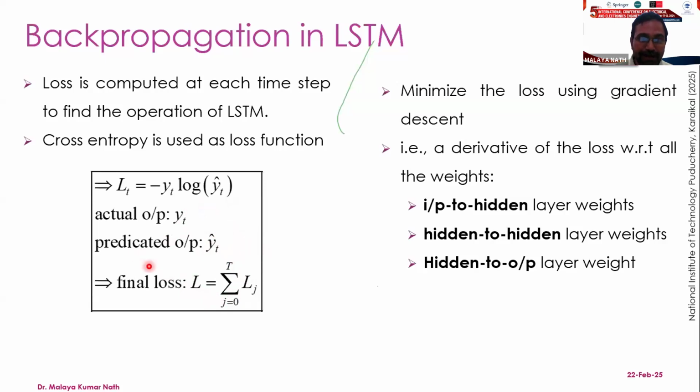So now what are the steps to be followed to get the output? That means we have to optimize. We have to minimize the loss using the gradient descent algorithm. So now the derivative of the loss has to be computed with respect to the different weights. We have weights from input to the hidden layer, hidden to the hidden layer, as well as hidden to the output layer. The input to hidden layer weight is named U, the hidden to hidden layer weight is named W, and hidden to the output weight is known as V.